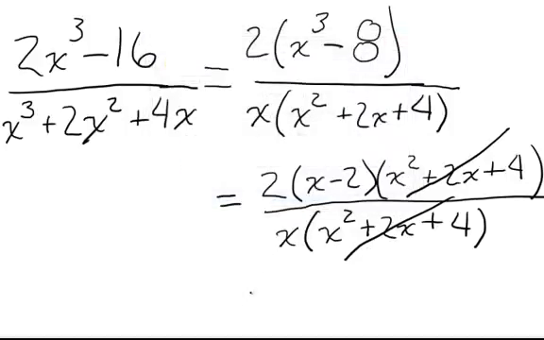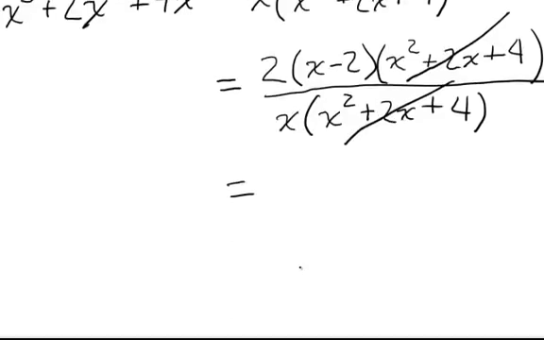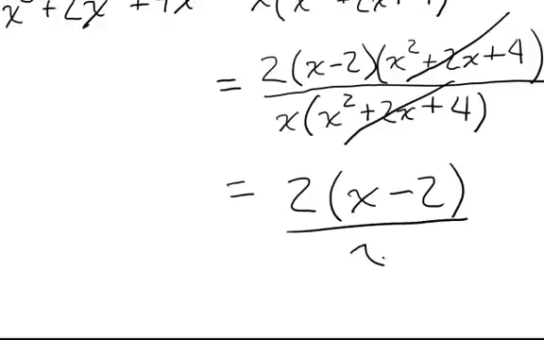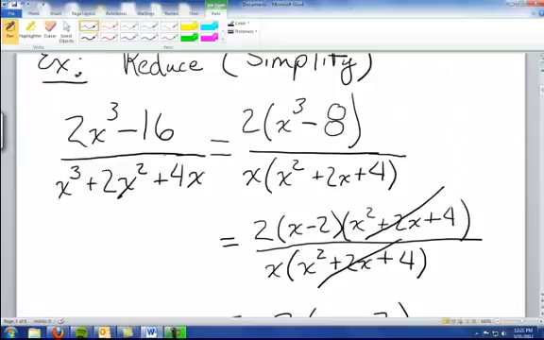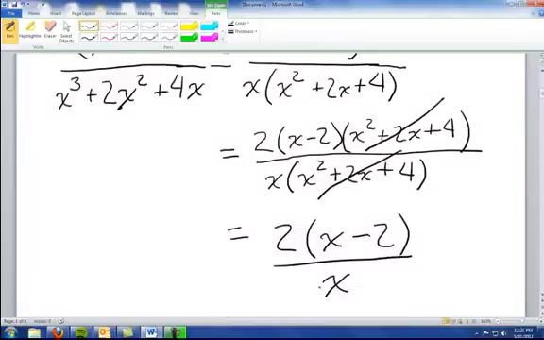And then that's equal to, just cleaning up our mess here, 2 times x minus 2 all over x. And we've reduced the original rational expression down as far as we can by canceling out all shared factors.